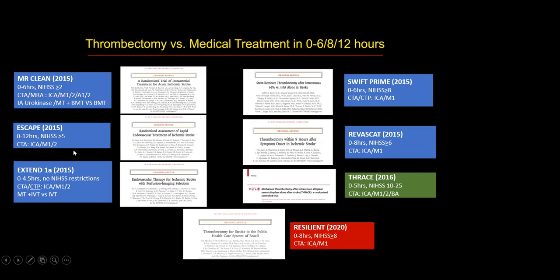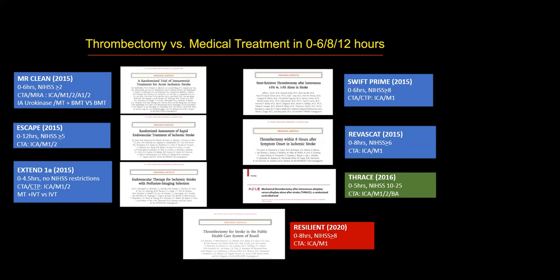The ESCAPE trial, which is the randomized assessment of rapid endovascular treatment, actually takes patients up to 12 hours with an NIHSS of more than 5. Again, it shows superiority in those patients treated with endovascular treatment. And the EXTEND-IA trial randomized patients up to 4.5 hours with no NIHSS restriction.